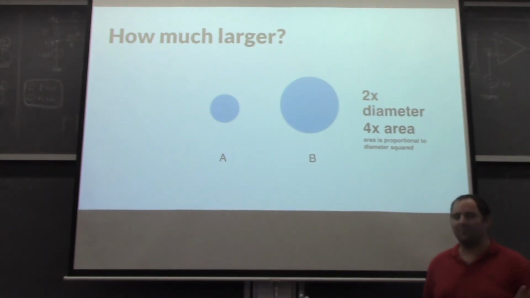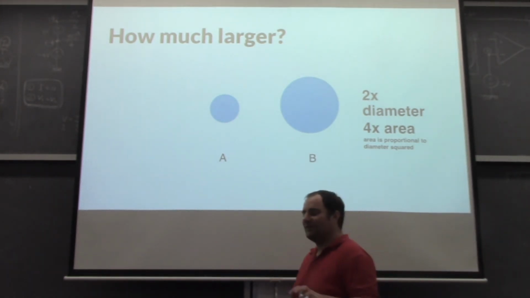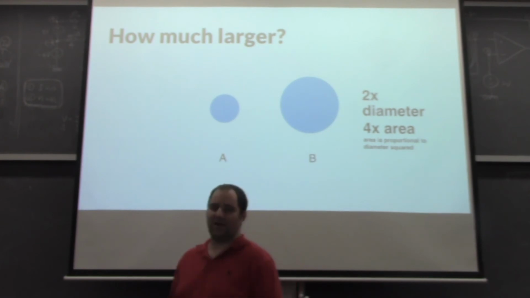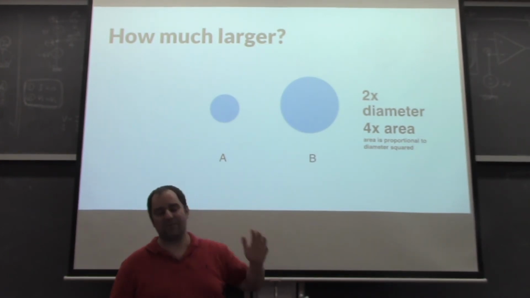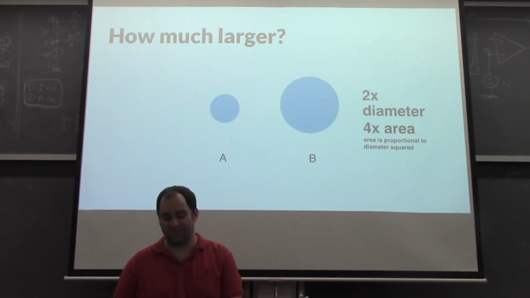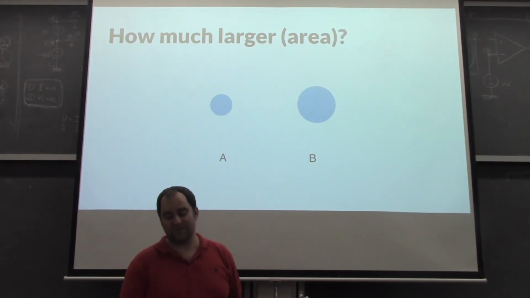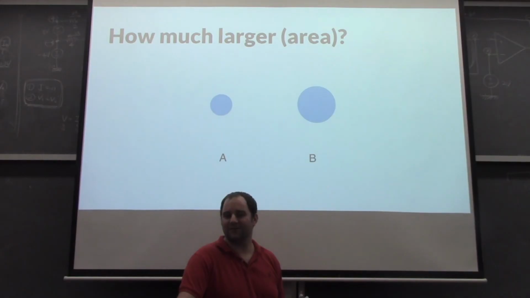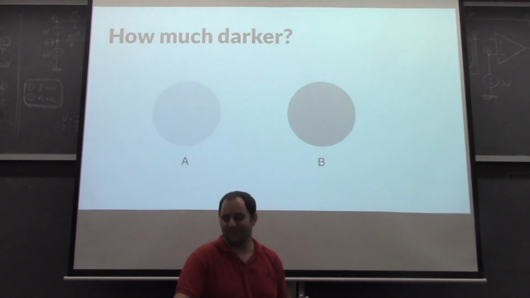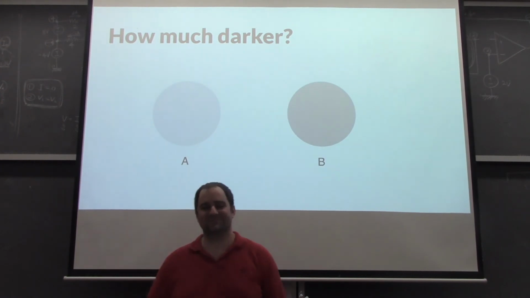And that's a common problem. If you do that, you should always use area. You should never use diameter, because we perceive the area here. This is twice the diameter, but means 4 times the area. How much larger is this now, based on area, B than A? Twice. Here, most said 1.5. It's 3 times.